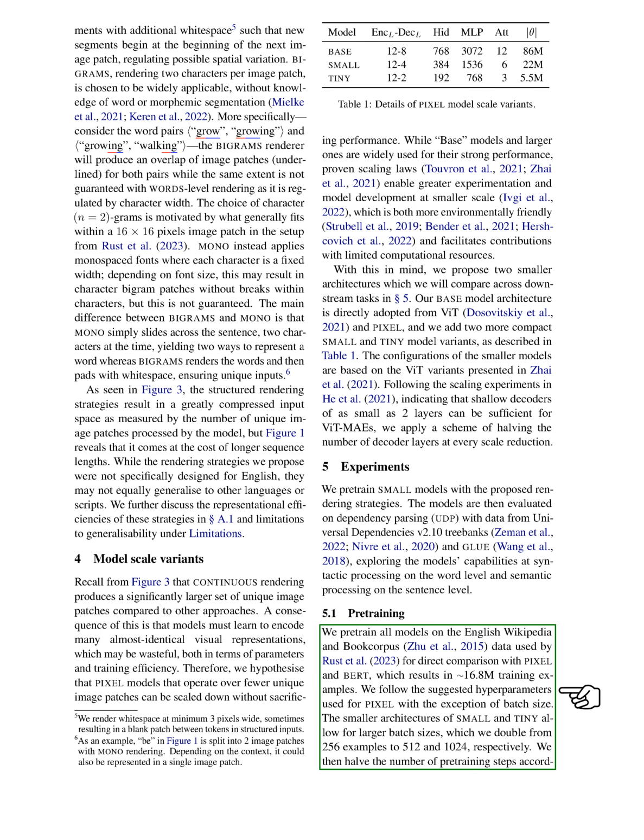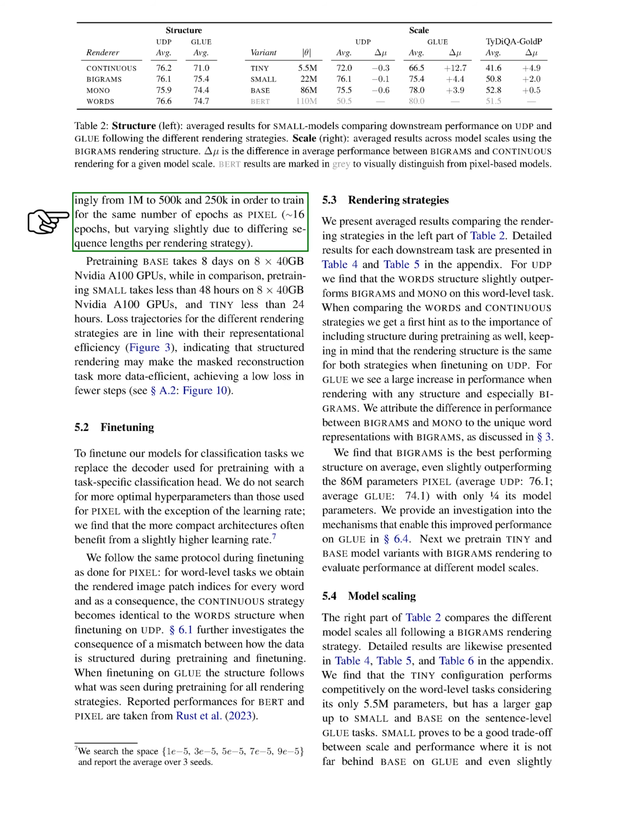We follow the suggested hyperparameters used for Pixel with the exception of batch size. The smaller architectures of small and tiny allow for larger batch sizes, which we double from 256 examples to 512 and 1024, respectively. We then halve the number of pre-training steps accordingly from 1 million to 500,000 and 250,000 in order to train for the same number of epochs as Pixel, approximately 16 epochs, but varying slightly due to differing sequence lengths per rendering strategy.